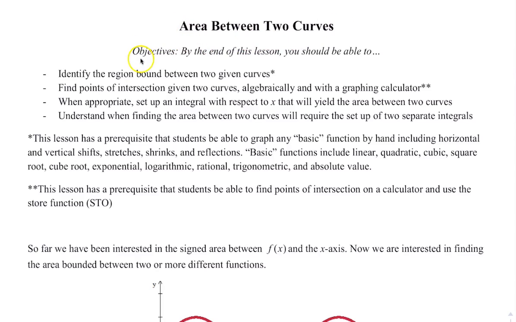Area between two curves. Objectives. By this lesson, you should be able to identify the region bounded between two given curves, find the points of intersection given two curves, algebraically and with a graphing calculator. When appropriate, set up an integral with respect to x that would yield the area between two curves. Understand that finding the area between two curves sometimes requires setting up two separate integrals.